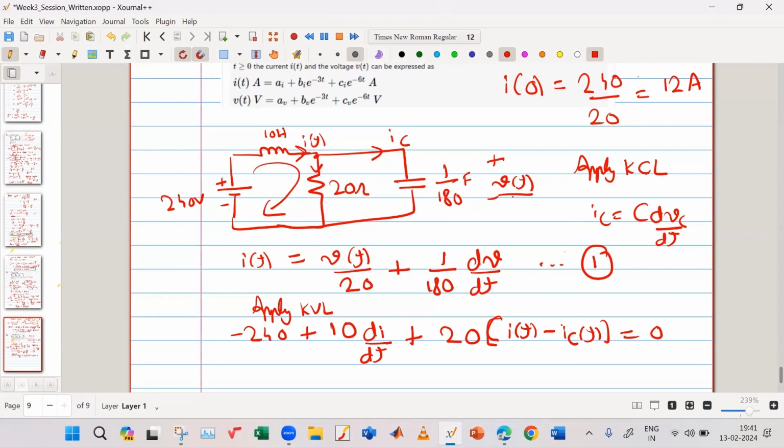What actually is the voltage? See, V of t is the voltage across the capacitor, right? That same voltage is the voltage across your resistor as well. The resistor and your capacitor are connected in parallel. So the voltage across the capacitor is the voltage across your resistor. So instead of writing it in this form, I write it simply as V of t, because it is the same.